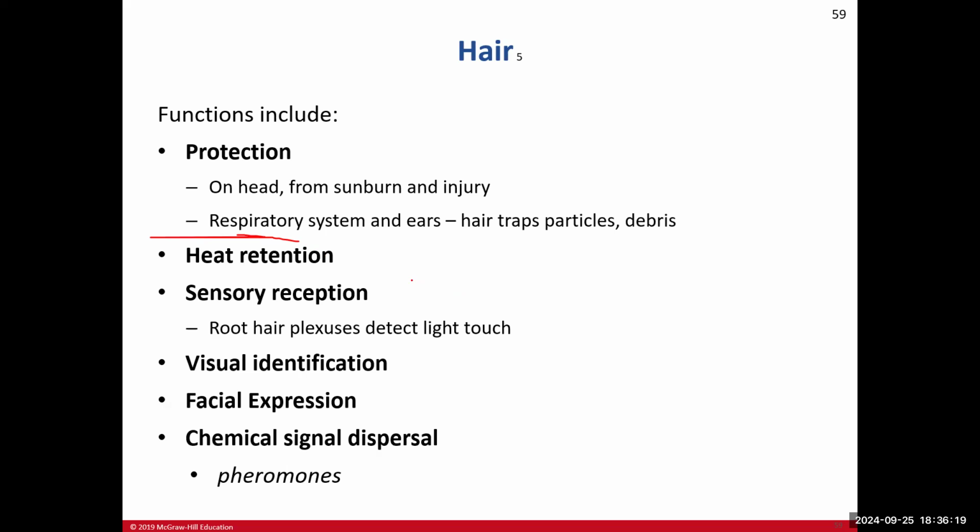Heat retention makes sense. I would always let my hair grow longer in the wintertime when I lived up in New York to keep my head warm. Obviously, being down here in South Carolina, it doesn't get as cold, so I can keep my hair shorter. So hair can offer heat retention. Folks that do have more hair, I hate to say it, certain individuals might have hair on their back. And again, it helps to keep them warm.